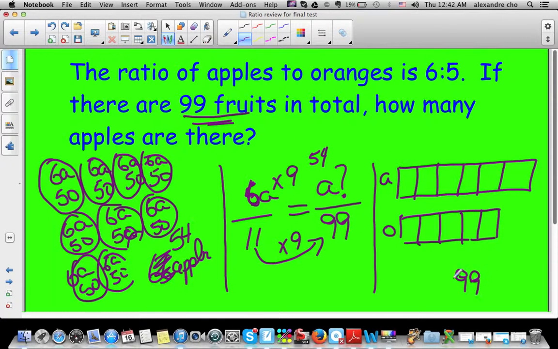So I have a total of 99 fruits, and I want to put them all in these boxes. Each box would have 9 actually, not 11. I'm sorry. 9, 9, 9, 9, 9, 9. Okay, because there are 11 boxes, and 99 divided by 11 is 9 in each. So how many apples do I have? I have 9, 18, 27, 36, 45, 54, total of 54. Okay.